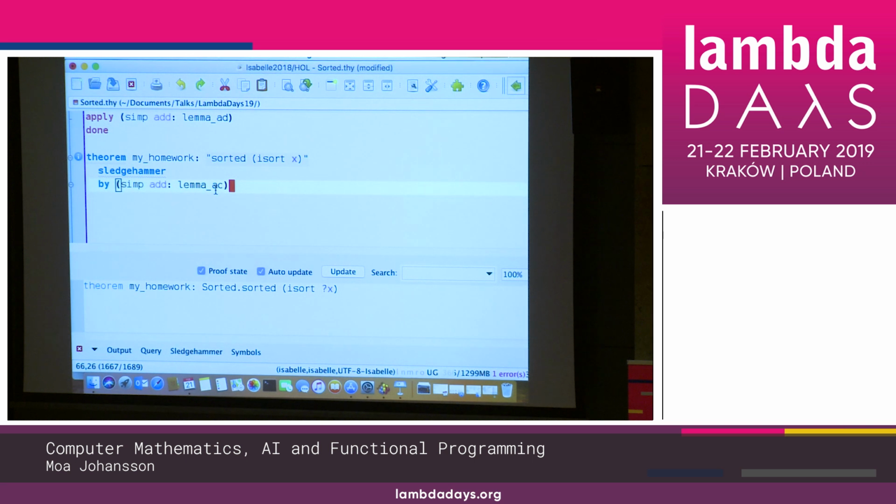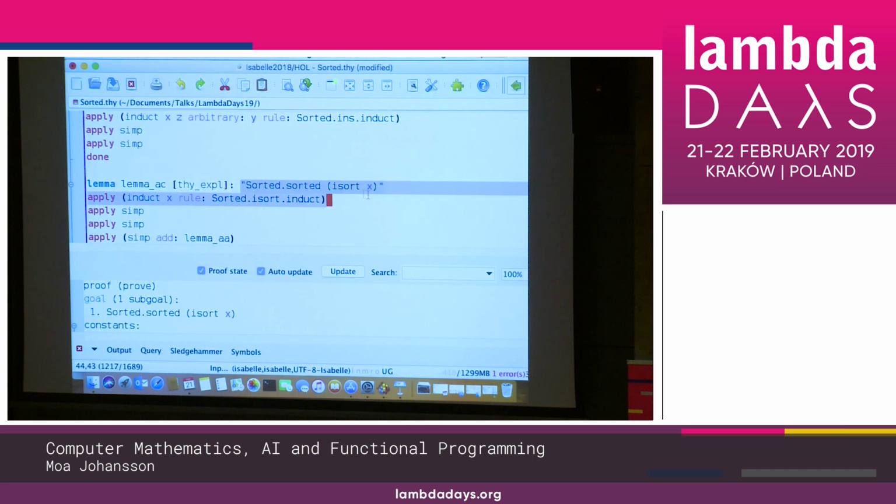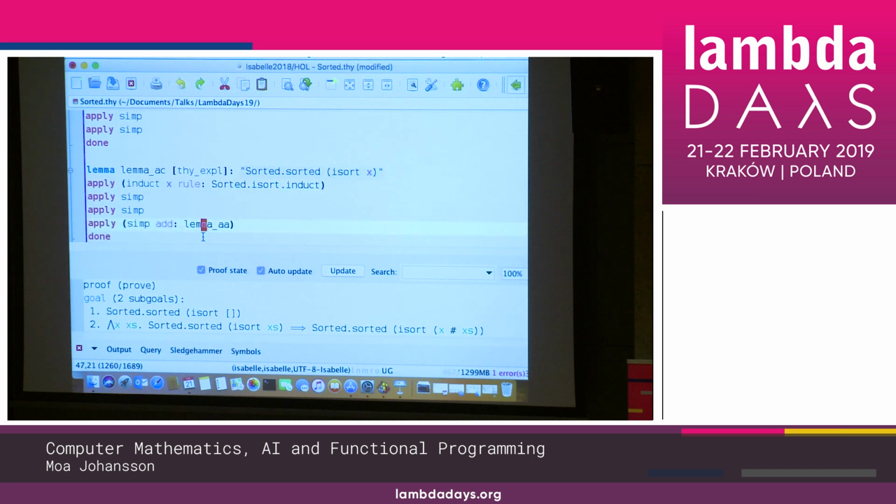But let's see what it came up with. So let's look at this lemma AC. It's here. Well, that's the same thing, isn't it? So Hipster actually discovered my homework assignment and proved it for me. So let's see how it proved it. Well, it proved it by induction and some simplification and a lemma AA.